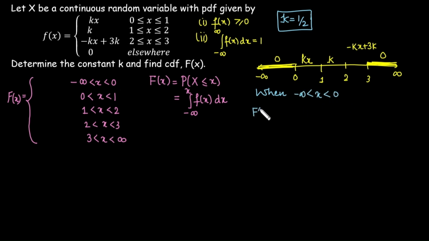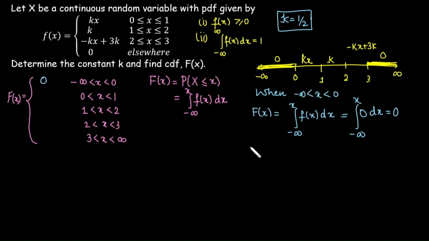So F of x is equal to integration from minus infinity to x f(x) dx. यहाँ पे कितने फंक्शंस कवर किए गए हैं इस इंटरवल में? सिर्फ एक ही फंक्शन है. So function value is 0. What is the integration of a 0? That is also 0. It means the function value here, it is 0.